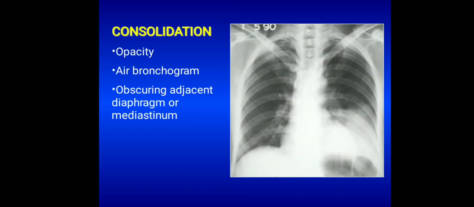So here you can see an opacity with an air bronchogram on the left mid and lower zones, predominantly in the lower zones, obscuring the adjacent diaphragm or mediastinum. What is air bronchogram? In consolidation, the patent bronchi will have air within them and they will be seen in the background of consolidated lung. So these translucent air shadows seen in the patent bronchi are called air bronchograms.